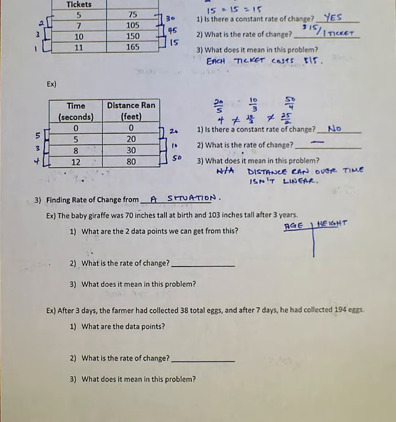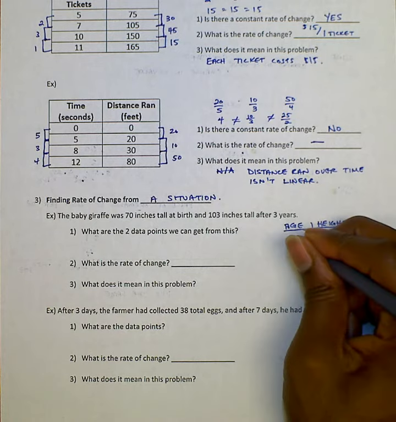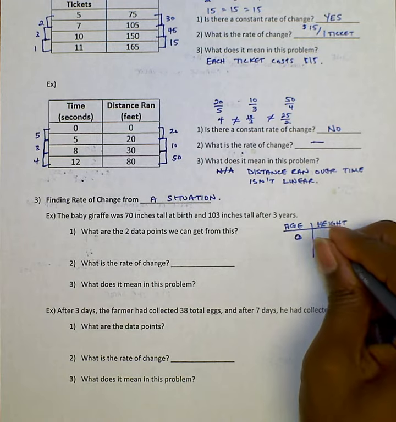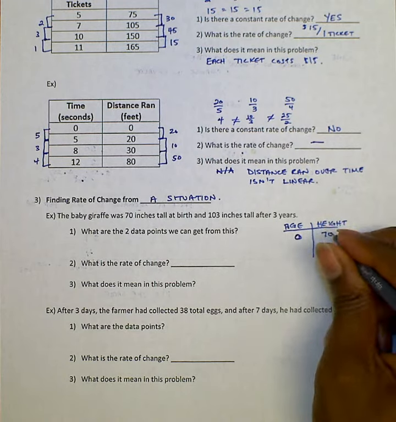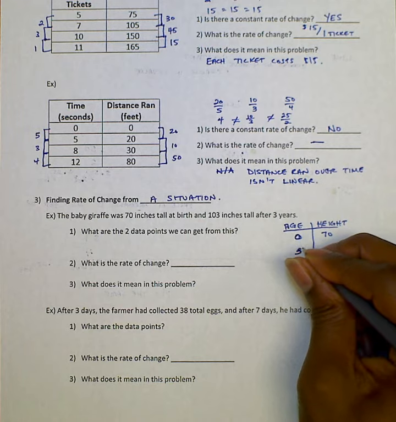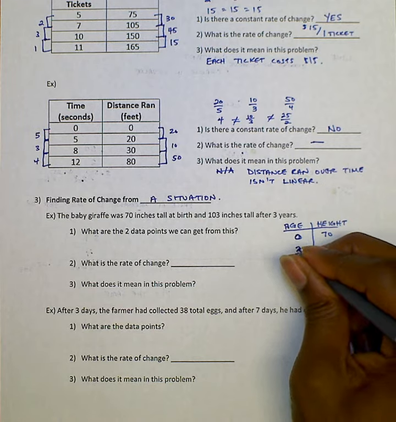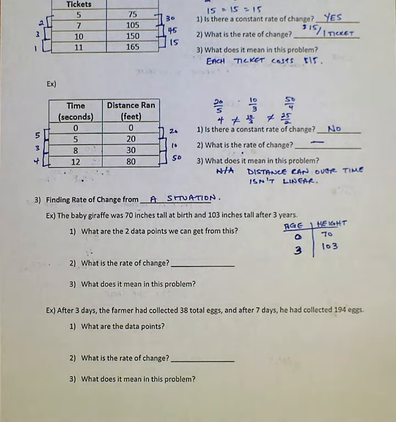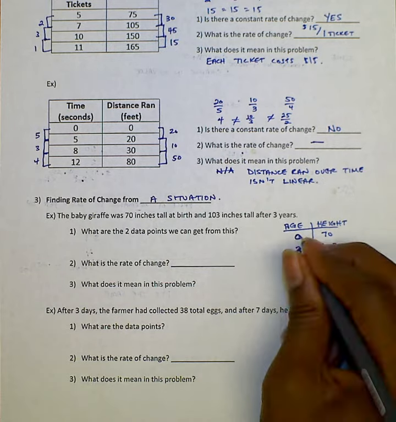Okay, and so the first age we got was that it was first born. So I'm going to say 0. That's 0 years old, and it was 70 inches tall. The second piece of information was that at 3 years, so the age is 3, it was 103 inches tall. Okay, so I've made a table, labeled it. So these are our data points. This is the data we got.